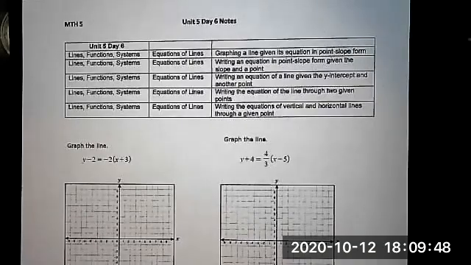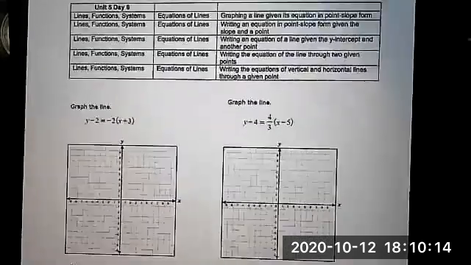So, Unit 5, Day 6 notes. Of course, we're continuing on our journey through slope, equations of a line, graphing, using point slope, horizontal lines, and all of that nature. So we're continuing on this road through these equations.